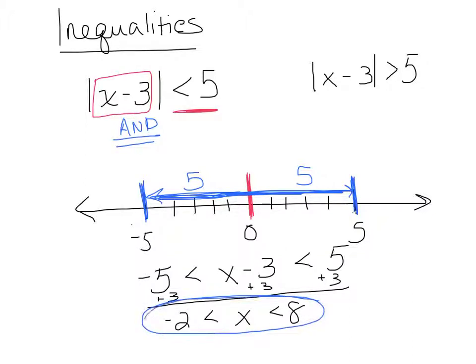Okay. These are the values where if I plug it into this inequality, I'm going to get the values that are going to be less than 5. Okay, when I look at the absolute value of these numbers.